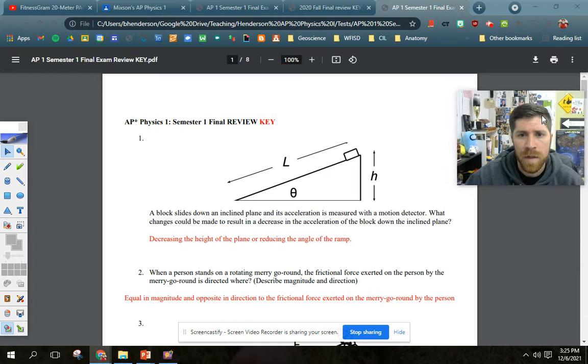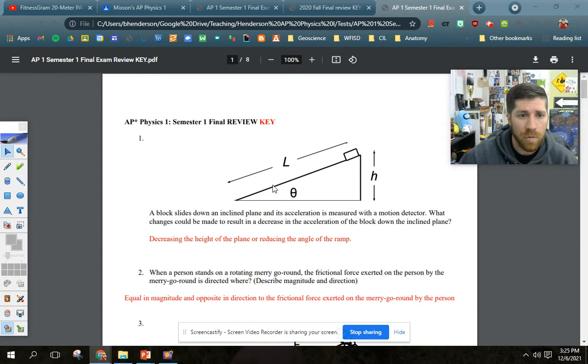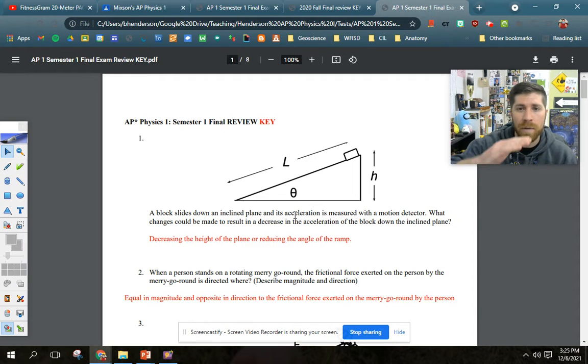So this first question here, you can see a block and a ramp, and anything with an inclined plane is an acceleration question. If we're asking to decrease the acceleration of the block, that means we need to either lower the height of the plane, that would give it less potential energy, which means it would convert to less kinetic energy. Or if I lower the angle of the plane, then the component of the gravitational force down the plane is going to be lower. If you didn't learn the equation for all of that, that's totally fine.